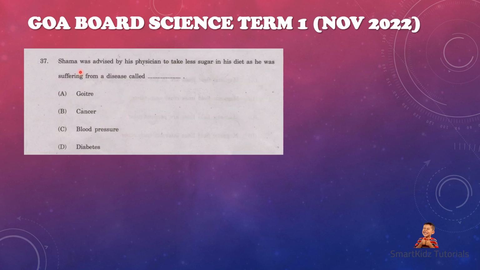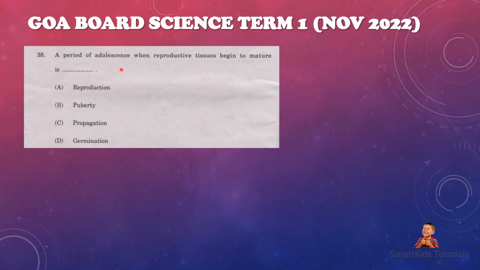37. Sharma was advised by his physician to take less sugar in his diet as he was suffering from a disease called diabetes. 38. A period of adolescence when reproductive tissues begin to mature is puberty. So at puberty, you have various signs like hair growth and voice change, and also formation of breasts and pubic hair and so forth.